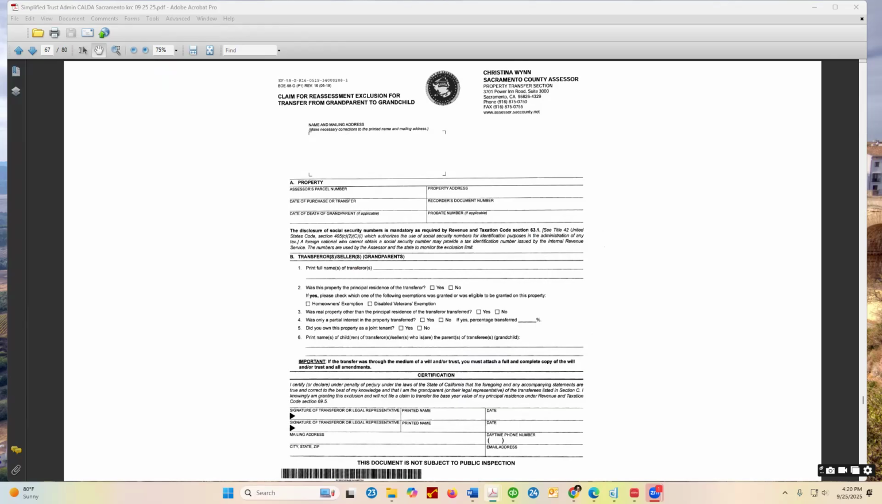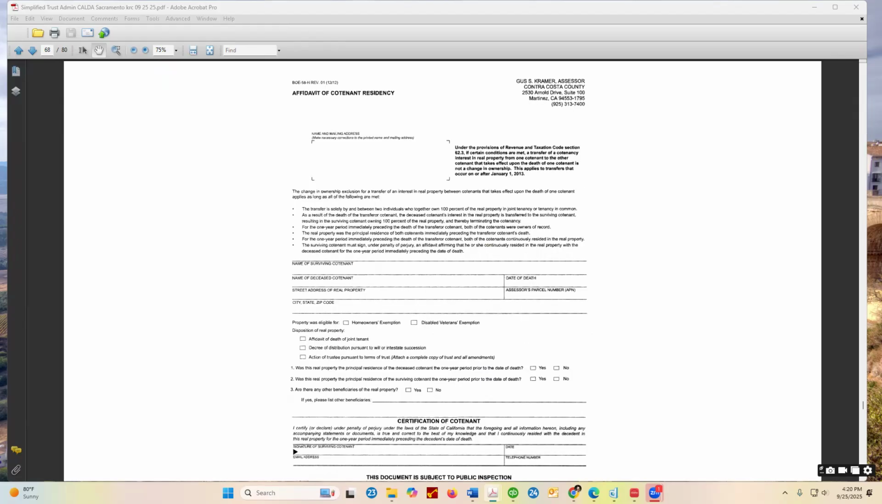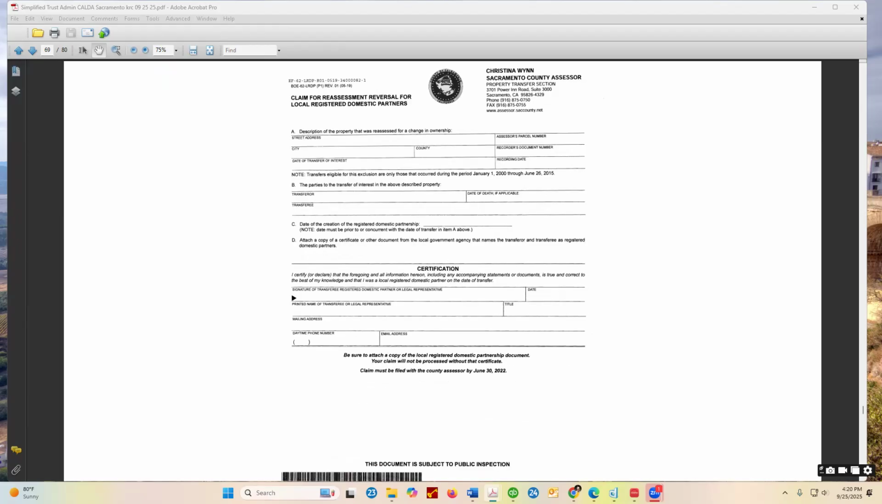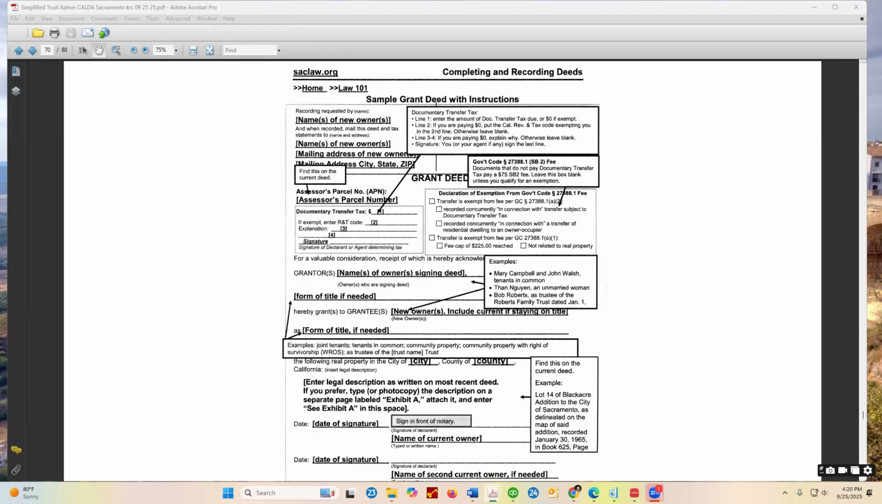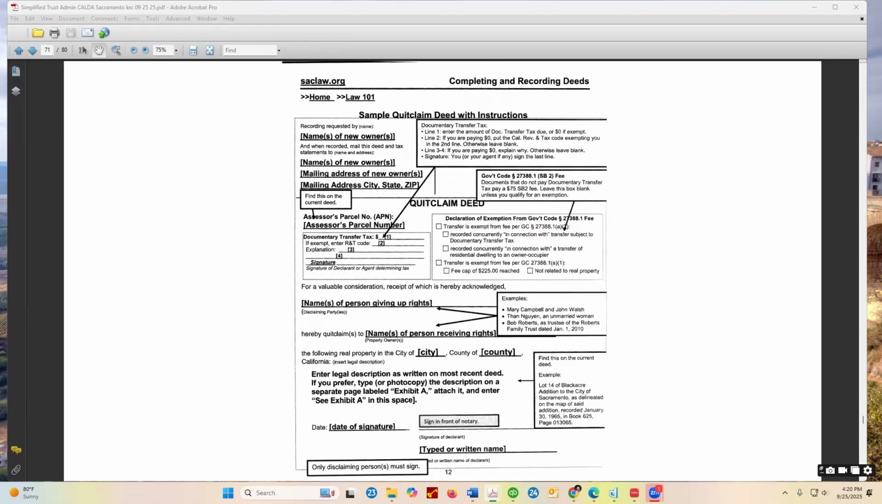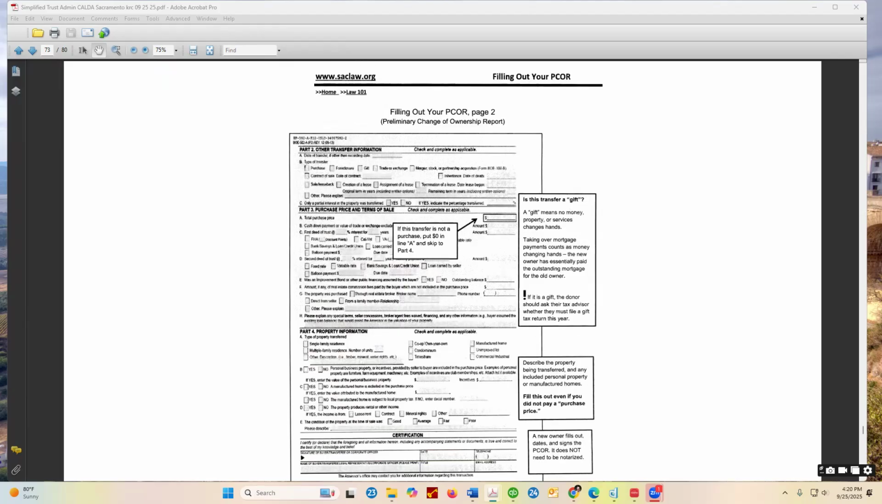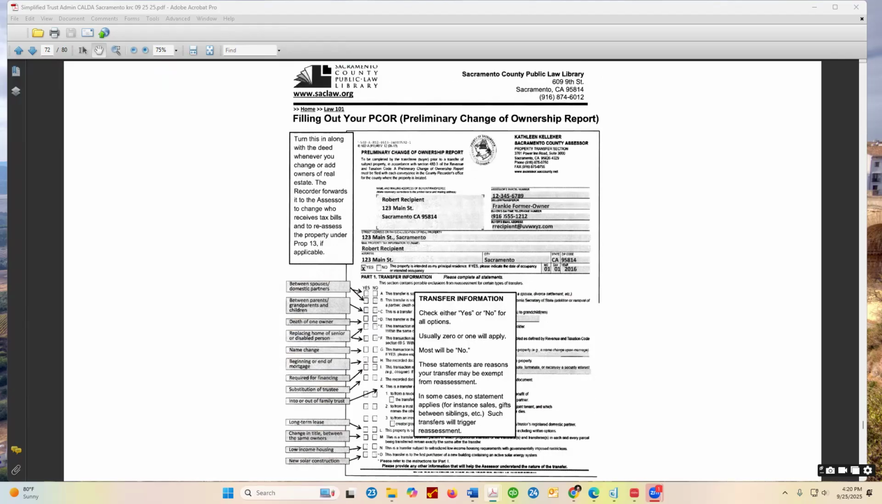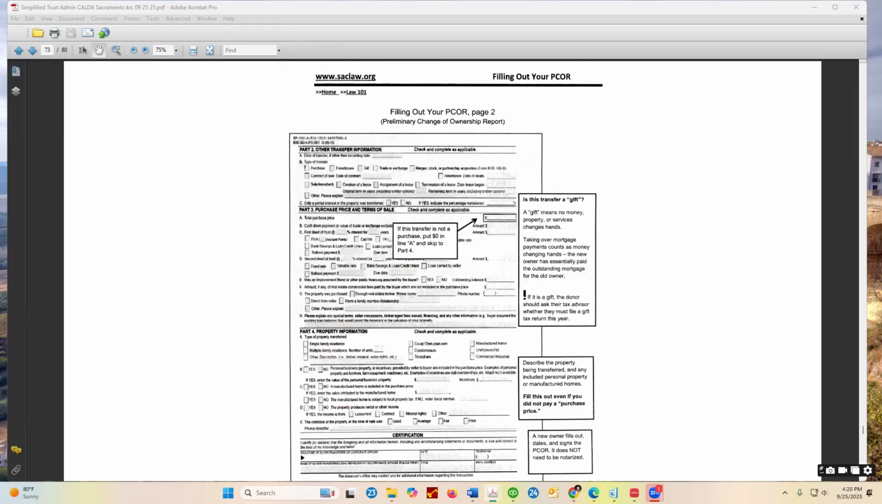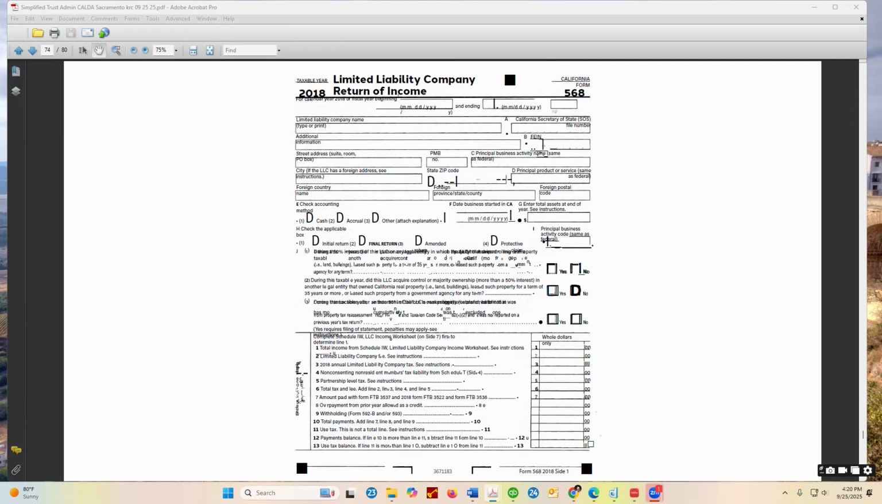You can also transfer from grandparent to grandchild if the middle generation are all dead. Two people owning property, not married, can exclude property tax reassessment. The same goes for domestic partners. Need to fix the deed so that eventually you're going to make a deed to distribute the property or sell it. You also have to file this form, the preliminary change of ownership report, with every deed, or you're going to get penalized.